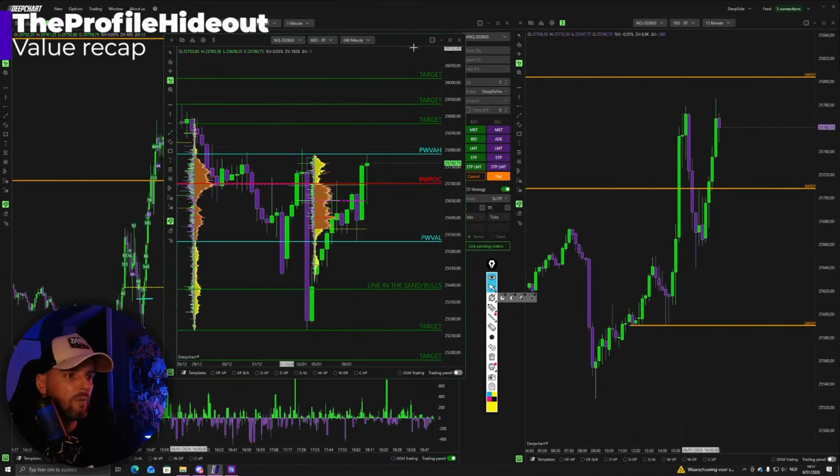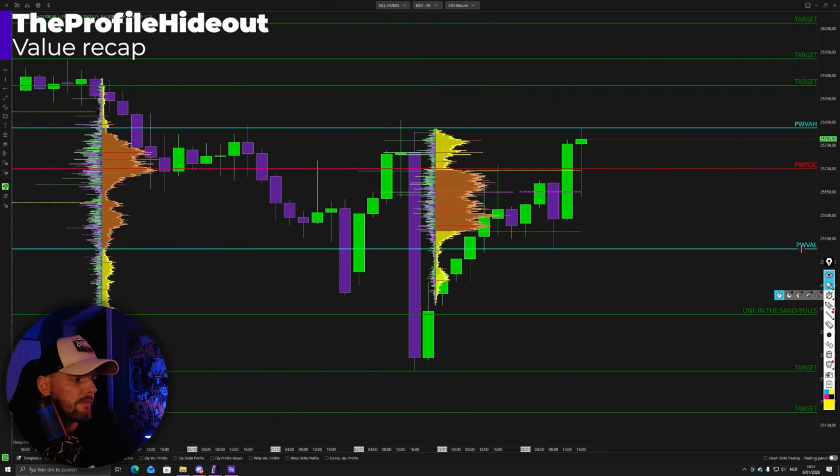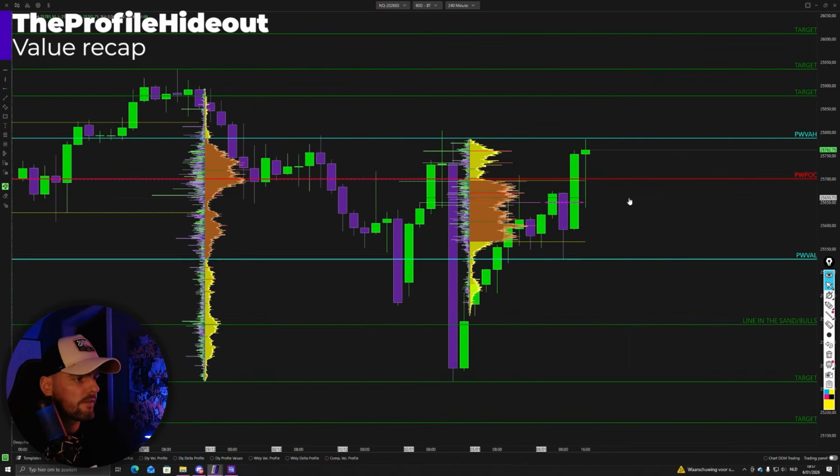Let me grab that weekly here. Weekly profile, still the levels all unchanged. We opened up. So what happened? We opened up Monday on the lows here. We got back into value. The US session opened up yesterday inside of value.